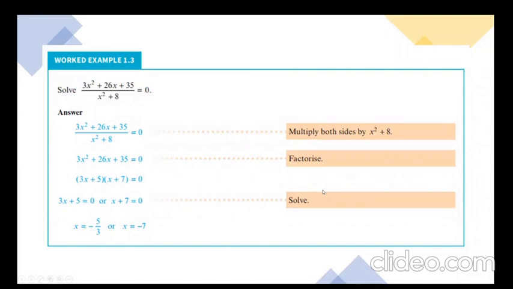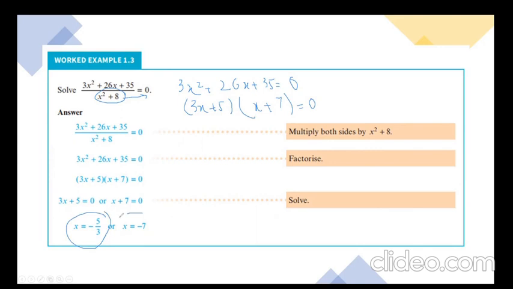Now moving towards 1.3. The next step is to expand this whole term. First you multiply this with 0, so this term will cancel out. So this must be only 3x square plus 26x plus 35 equals 0. By expanding, this must equal 3x plus 5 and x plus 7. By doing this, x equals minus 5 by 3 and x equals minus 7.